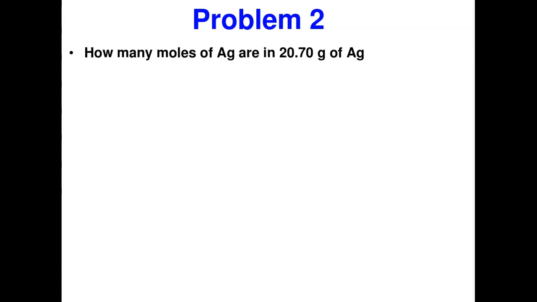Silver is element number 47. It weighs 107.87 to 2 decimal places. Now, it says, how many moles of silver are in 20.770 grams of silver? What do we do? So we just move on. So we say 1 mole.